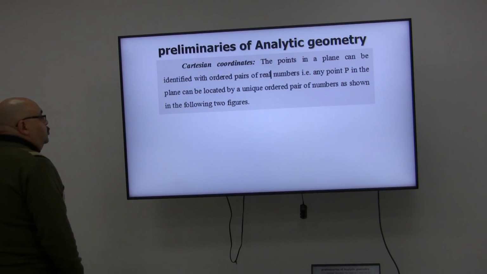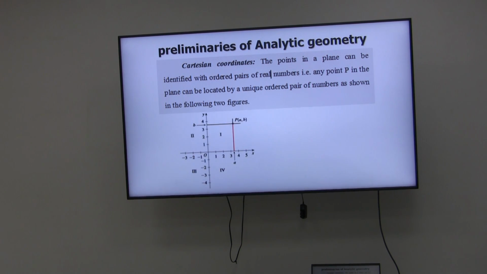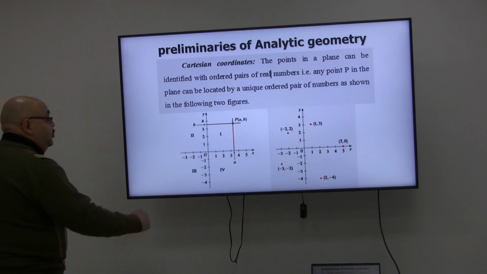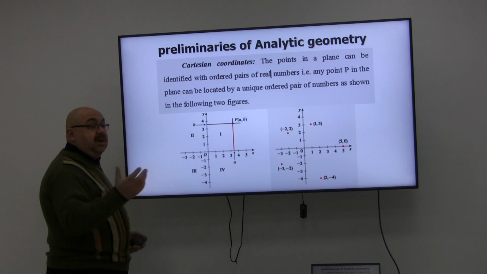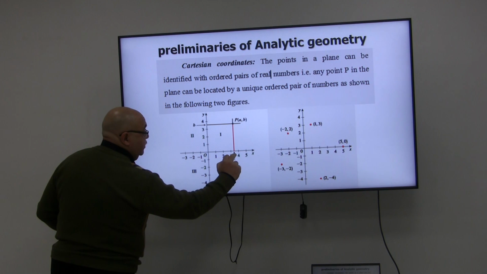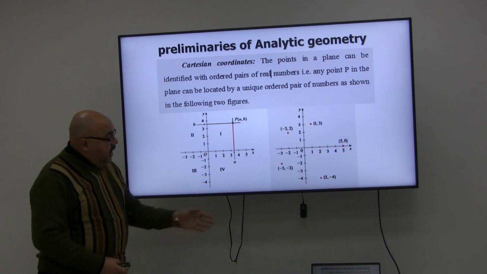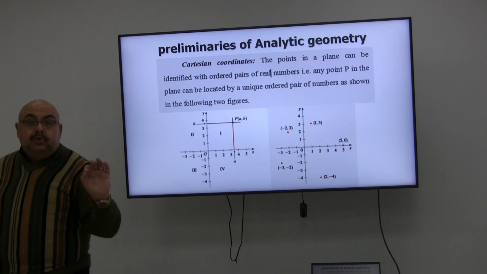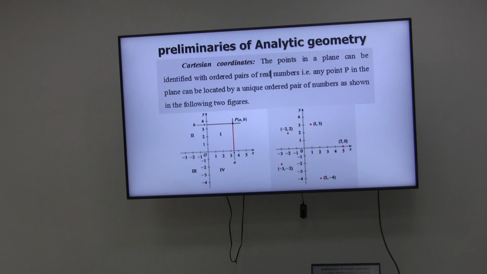Preliminaries of analytic geometry start from understanding the Cartesian coordinates, starting from the x-axis and y-axis. Any point in the plane I can reach very easily by the coordinate system that I'm using. If I'm using the Cartesian, all I have to do is move in the X direction and up in the Y direction in order to determine a point. You have here multiple examples of points, showing how to reach each one of them just by moving a distance in X and another distance in Y. Okay, this is really very important.